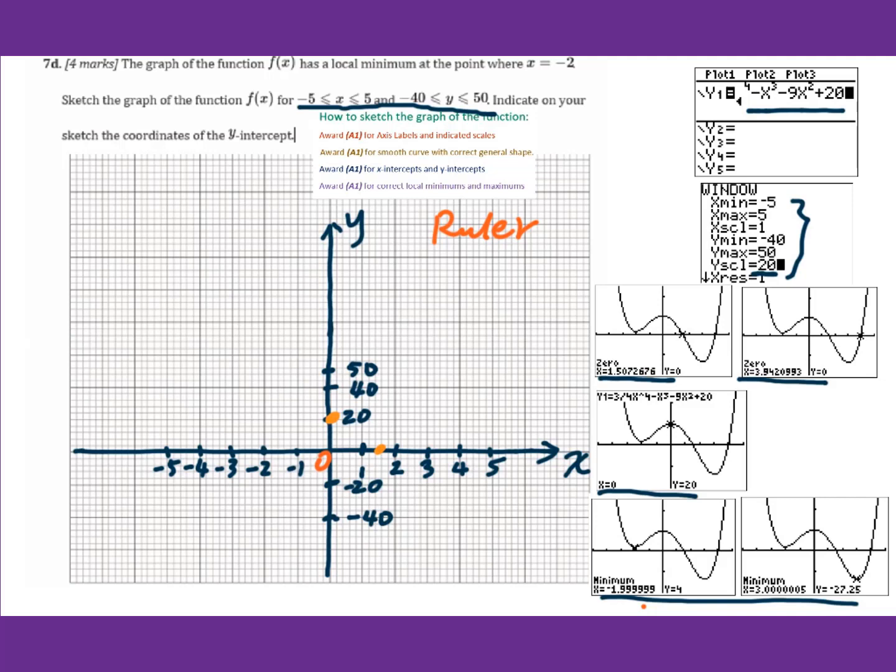Then 3.94. It will be here. Just estimate. Then for the minimum point, it will be negative 2, 4. The other minimum point is a 3, negative 27.25. Half of this will be 30. Estimate will be here. Then you connect these key points smoothly.